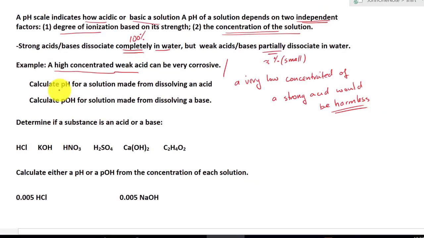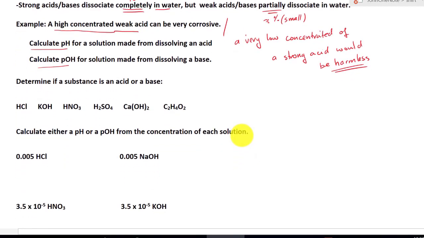And again, just a review: calculate pH for a solution made from dissolving an acid, and calculate pOH for a solution made from dissolving a base. And we're going to look at that example in a few minutes. Right now, the first task is to determine if a substance is an acid or base. Remember, an acid would produce an H+, while a base would produce OH-. So these are the two things that we're looking for.